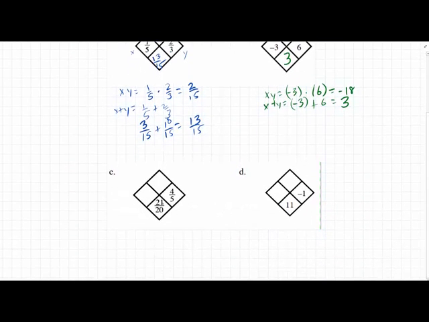Okay, so for part C, we know that x plus y is equal to this value, 21/20. We know that y is 4/5. We don't know what x is. So we're going to go and fill in what we know. X we'll still leave as x. Y is 4/5. So plus 4/5, and that's going to equal 21/20.